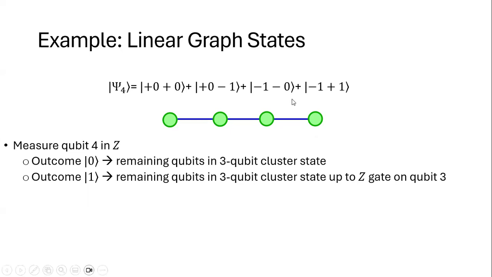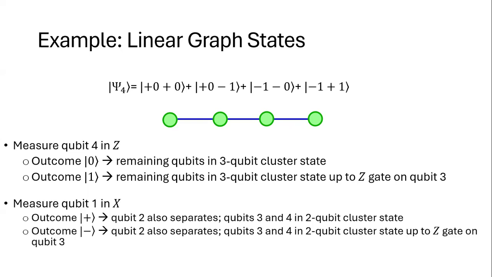So in this case, if you measure this fourth qubit and the outcome is 0, you don't have to do anything. You will just end up with a 3 qubit graph state. If you measure that qubit and find the Pauli Z to be equal to 1, then all you have to do is to apply a Pauli Z on the third qubit, and then you will end up with a graph state of 3 qubits. So there's that additional operation you have to do based on the measurement outcome. That's the slight subtlety from the previous slide.